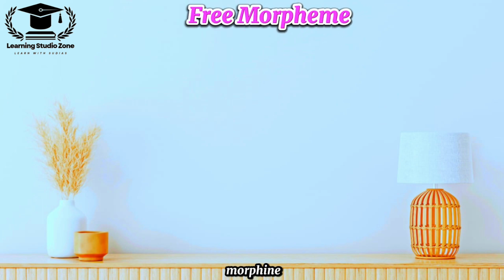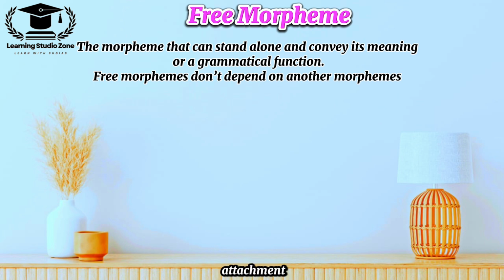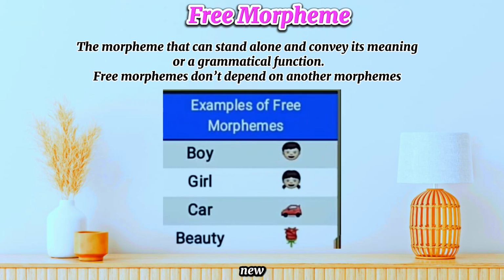Number one, the free morpheme. A free morpheme can be defined as a morpheme that can stand alone by itself as a single word, that can communicate meaning without the attachment of another word. For example, boy, girl, car, beauty, etc. All these words stand alone, don't require any other morpheme, and all convey their meaning. So the free morpheme doesn't require other words for its meaning and can stand alone.